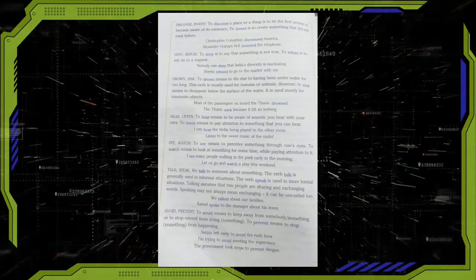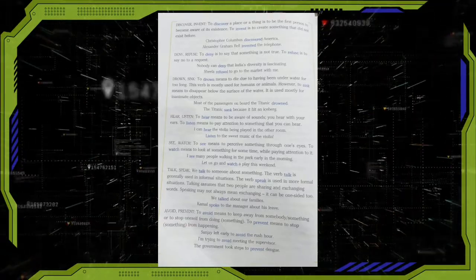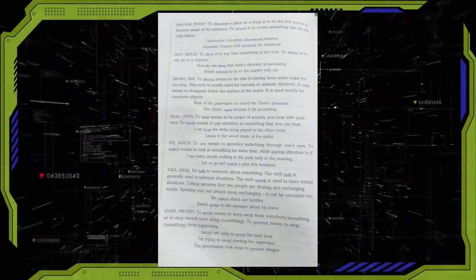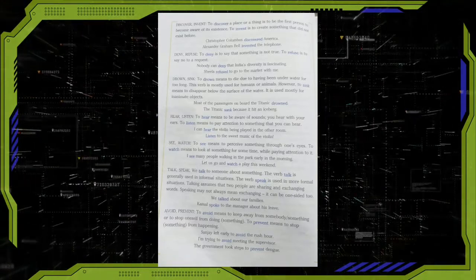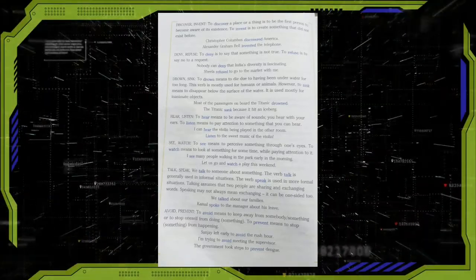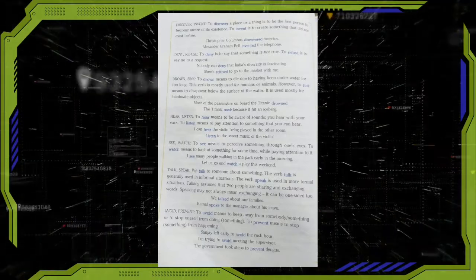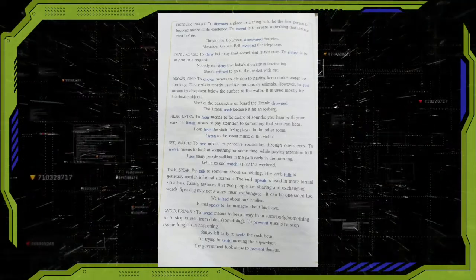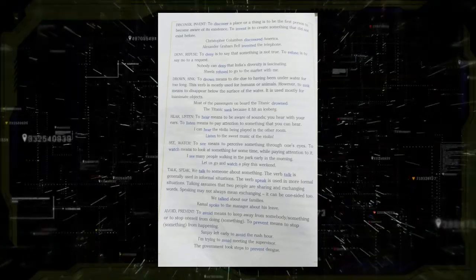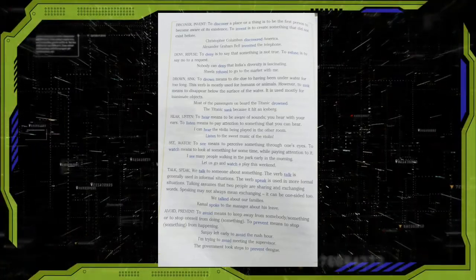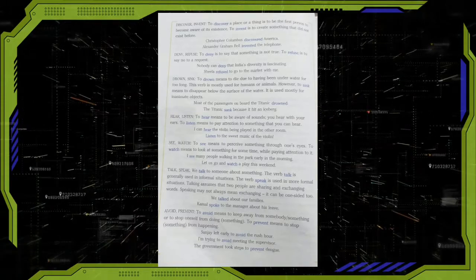Next word is see, watch. To see means to perceive something through one's eyes. To watch means to look at something for some time while paying attention to it. For example, I see many people walking in the park early in the morning. Let us go and watch a play this weekend.